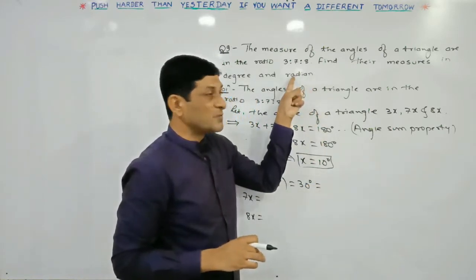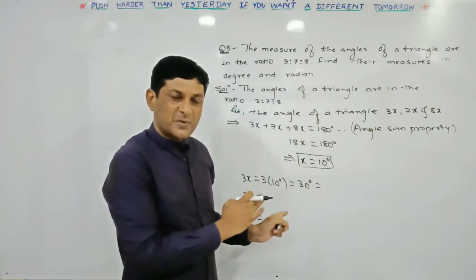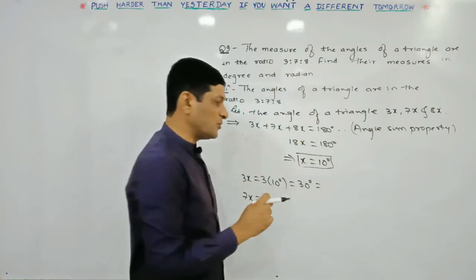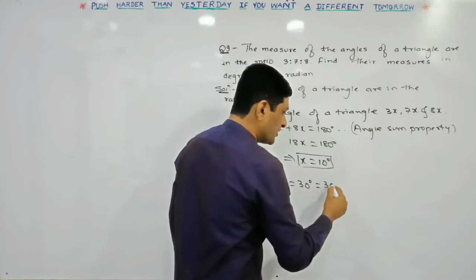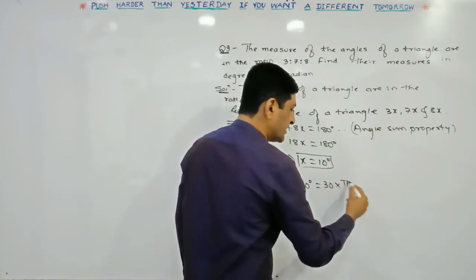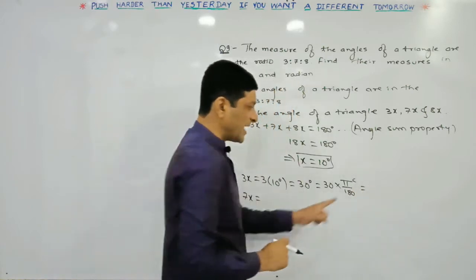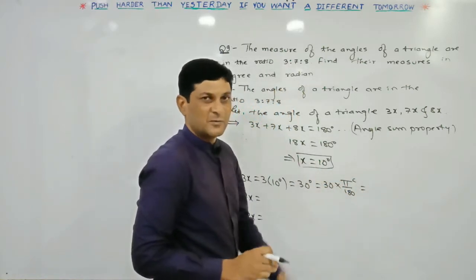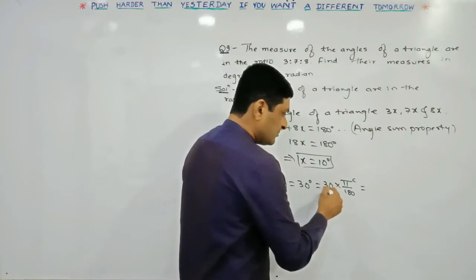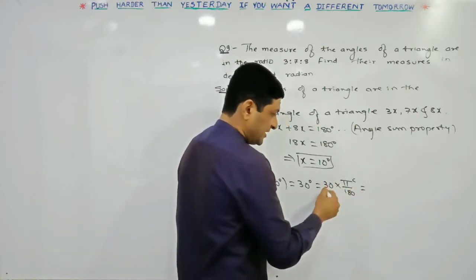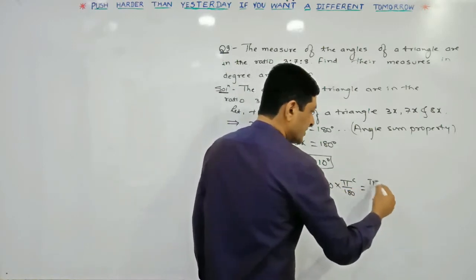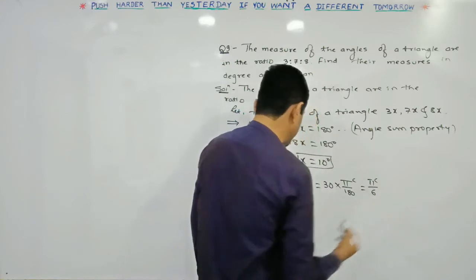Since the question is to find the angle in radian, that's why we are converting this degree measure into radian measure. And we know that to convert degree measure into radian measure, just simply multiply by pi by 180. If we are multiplying by pi by 180, degree will get converted into radian. Both the numbers are divisible by 30. 3 ones are 3, 3 sixes are 18, so here we will get pi radian upon 6.